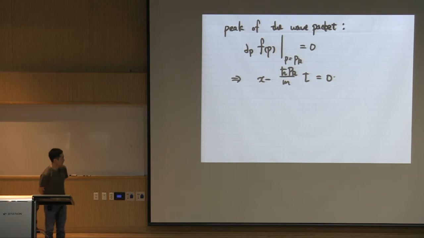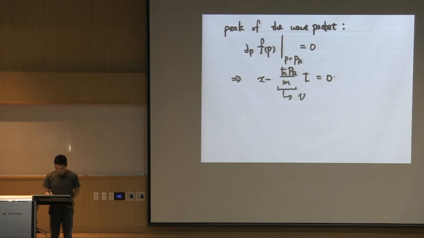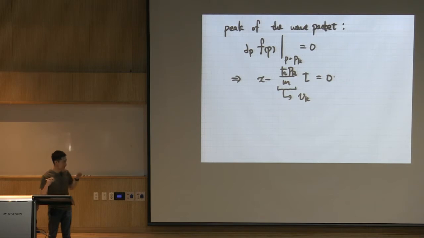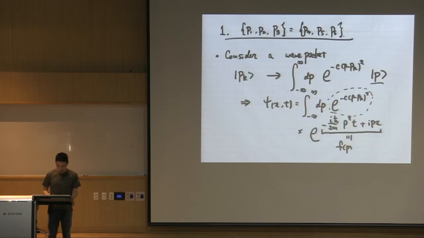So the peak of the wave packet is determined by this equation. And as you know, this part is precisely the velocity of the particle, the classical velocity of the particle, and it kind of matches our classical intuition that the wave packet travels along the classical trajectory of the particle. Okay, so this was just a review of the wave packet.